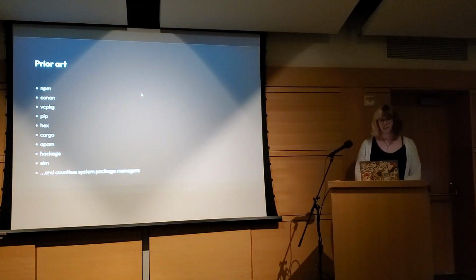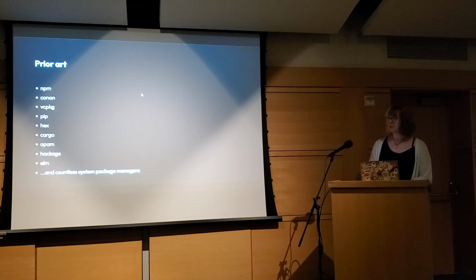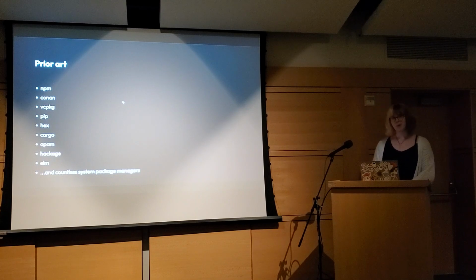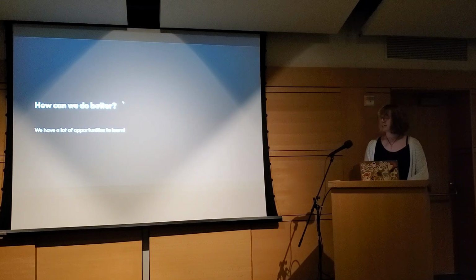So there's a lot of prior art for programming languages with package managers, right? There's NPM for JavaScript, Conan and vcpkg, and a bunch of others for C and C++, Pip for Python, Hex for Erlang and Elixir, Lean, Cargo for Rust, Opam for OCaml, Cabal for Haskell, Elm for Elm, and then countless system ones, PKG, APT, RPM, Brew, whatever. All the Windows ones. I'm going to talk about NPM the most because it's what I know, because I do TypeScript professionally. But with all of these in mind, what could we do better in Zig?